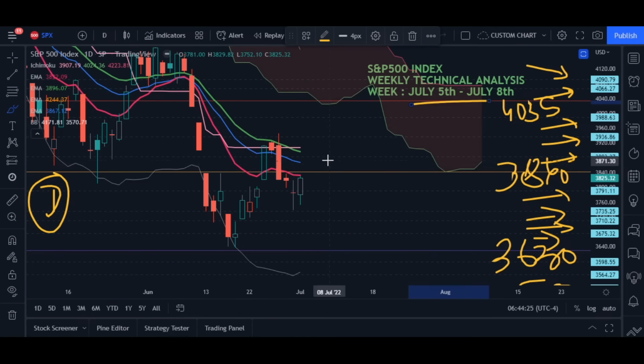Now let's do the technical analysis on the daily chart. First comes the Bollinger Bands. This is the lower band of the Bollinger Band, and this is the median of the Bollinger Band. Because the market is trading between the lower band and the median of the Bollinger Band, this means that the market is bearish through the Bollinger Bands.